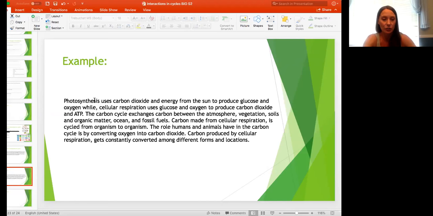And that's exactly true as we think about with photosynthesis, in photosynthesis, carbon dioxide is used in energy from the sun, and it produces that glucose and oxygen, while cellular respiration is the opposite. It uses oxygen, and then it gives off carbon dioxide. So you can't have one without the other. They both rely on each other. If we didn't have plants, we wouldn't have oxygen. Does that make sense? We see the connection there, the interaction between them.